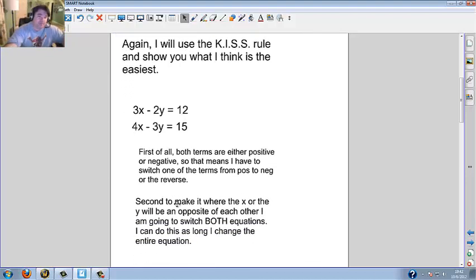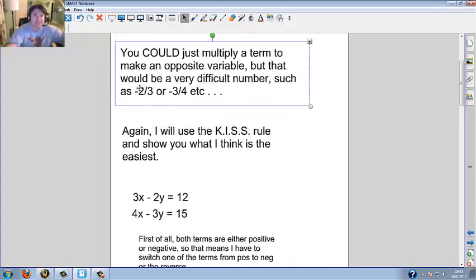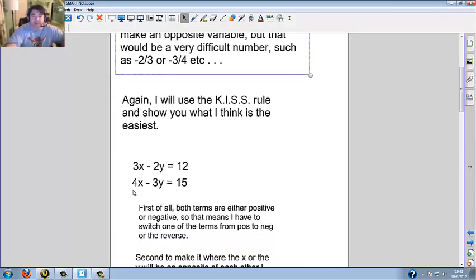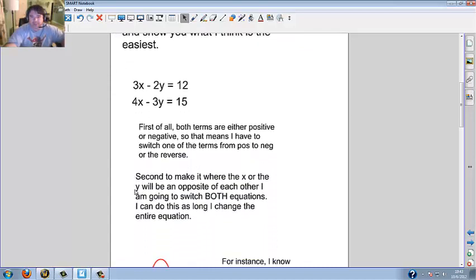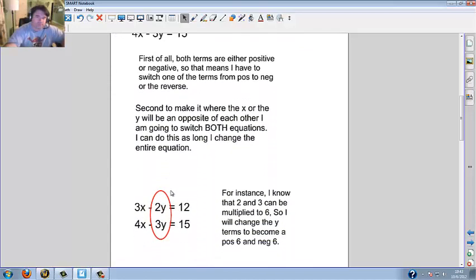That's the first thing. Second, to make it where the x or the y will be an opposite of each other, I'm going to have to switch both equations, unless I want to go back to this weird fraction to change this 3 into a 4, and I don't want to do that. So, since I don't want to do that, what I'm going to do, and I'll say, well, 2 and 3 meet at 6.